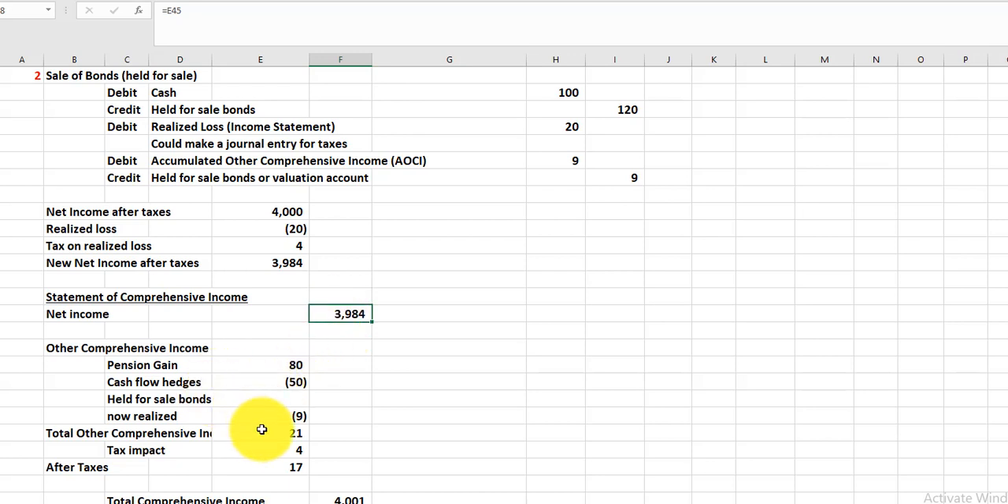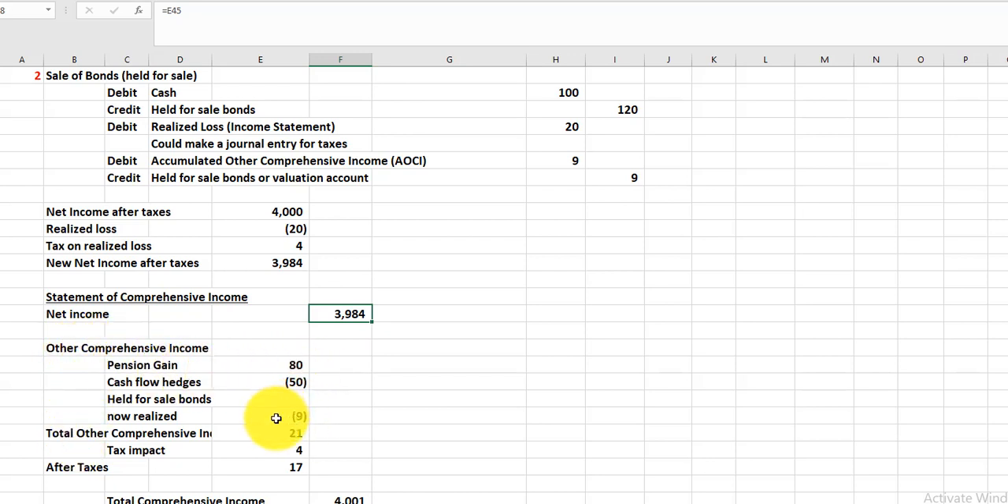And then we were given two things that were clearly part of other comprehensive income from our list that was given in our notes and our learning activities: pension gain and cash flow hedges. Okay, neither one of those go on the income statement. They go on the statement of comprehensive income as elements of other comprehensive income. And I want you to get in the habit of separating other comprehensive income.